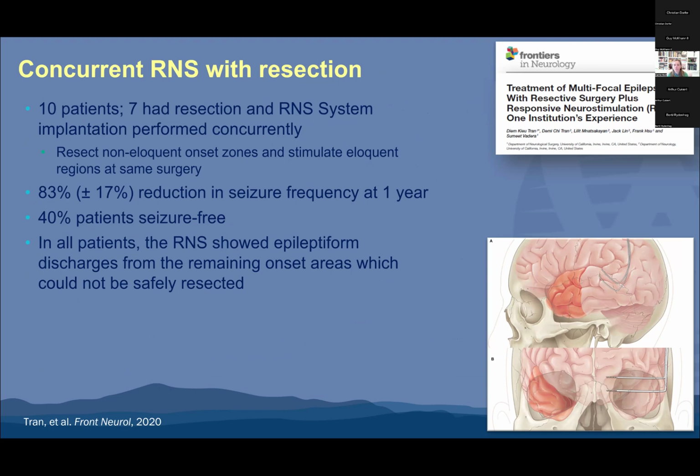You can also combine RNS with resection. If you have what you think is bilateral temporal onset, and one side you know is clearly the dominant side for that patient, you can resect the non-dominant temporal lobe and then put RNS electrodes into the dominant one. Or if you know it's unilateral, but it seems to be larger than just mesial, it seems to be including neocortex, you can do a resection of the anterior temporal tip and then put RNS strips on the eloquent cortex more posteriorly.